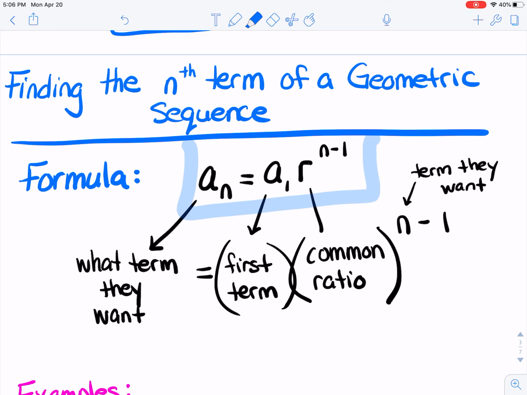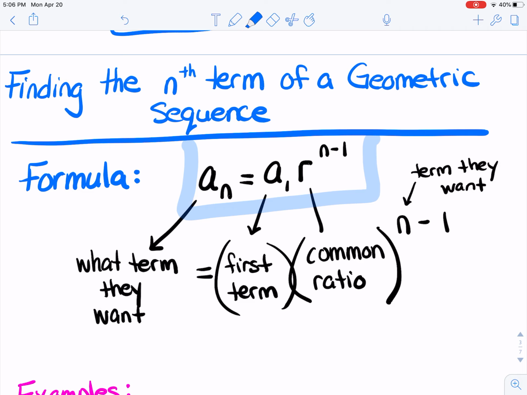a_1, which again, sometimes they do refer to it in that technical term, is your first term. r is your common ratio, and then that is being raised to an exponent of whatever n minus 1 is. You're always subtracting 1 when they want this common ratio. It's minus 1 because you already have that first term.